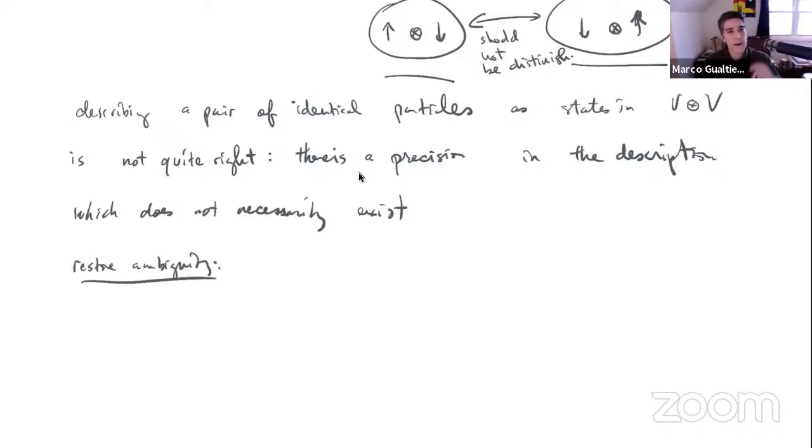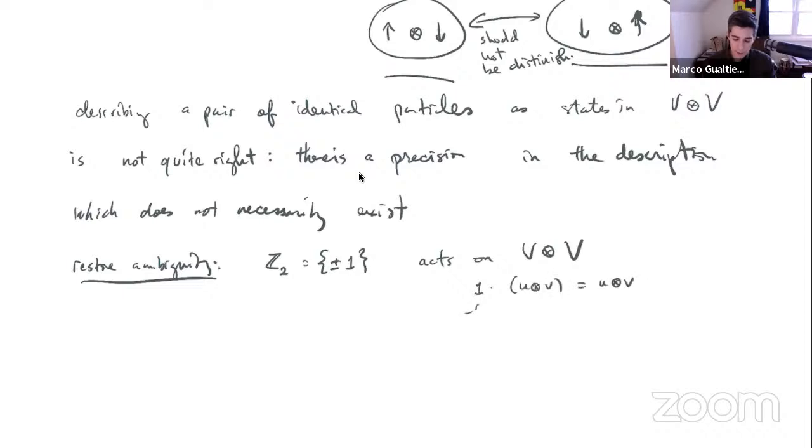by considering an action of a very simple group, the swapping group, which is otherwise known as Z2, or the group with just plus or minus 1 elements. This group acts on V tensor V. You could say that 1 acts on U tensor V by doing nothing, and minus 1 acts on U tensor V by switching. It's better if I don't use plus or minus 1, because then it'll get confused with plus or minus 1 in the complex numbers, which acts on V tensor V.